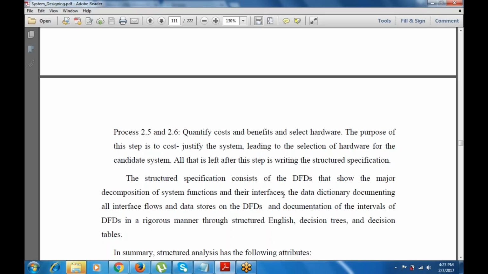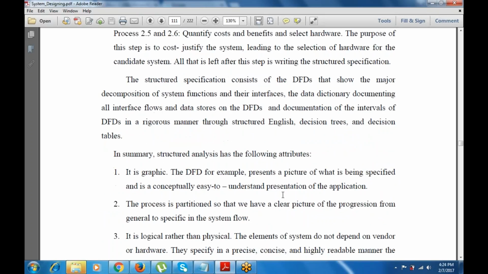The structured specification consists of DFDs, the English diagram, a decision tree, a decision table, and whatever data tables we have considered, which are used with structured analysis.